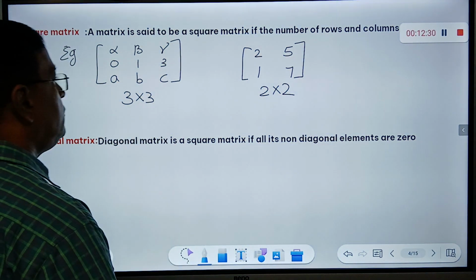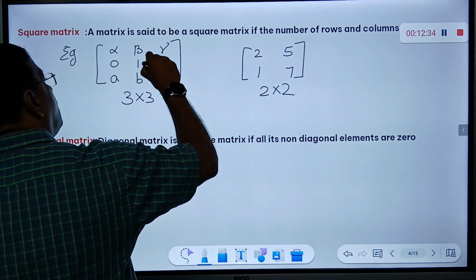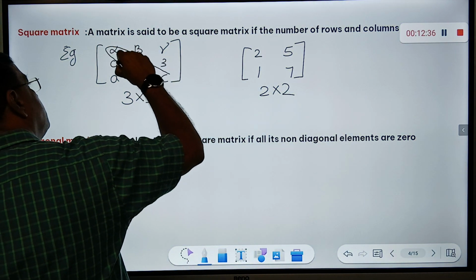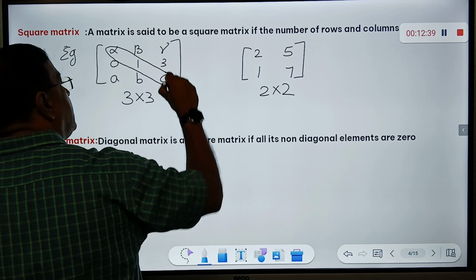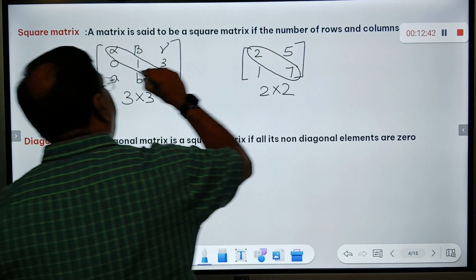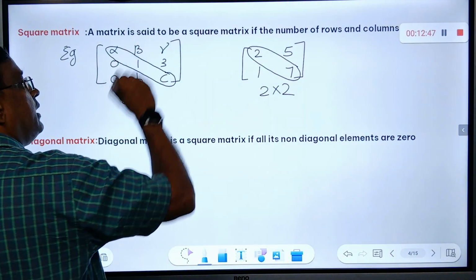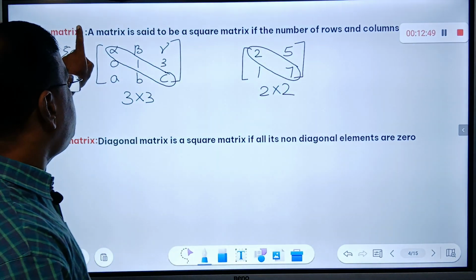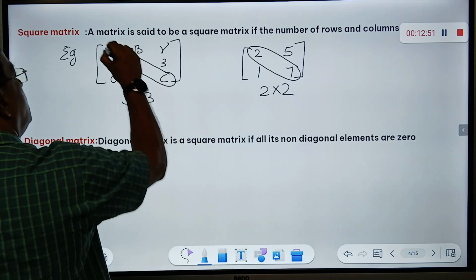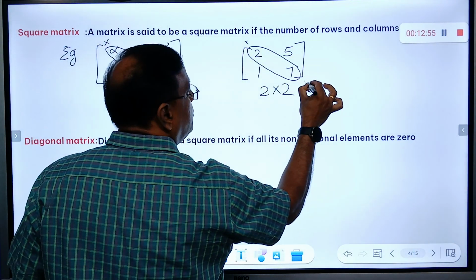Okay. Now what is the speciality of a square matrix? In a square matrix, only for a square matrix, you have a diagonal. Well, this is the diagonal. I don't care for the other diagonal. I'm not interested in the other diagonal. I'm only interested in top left to right bottom.